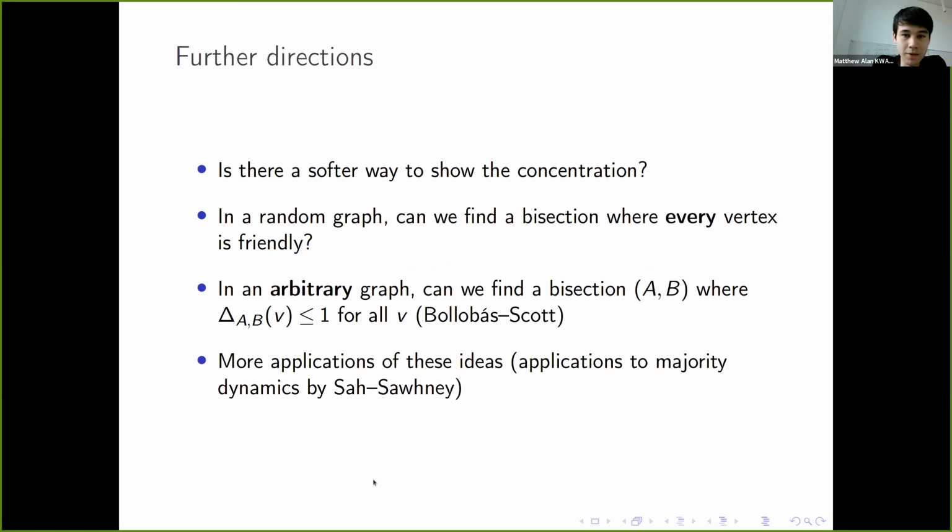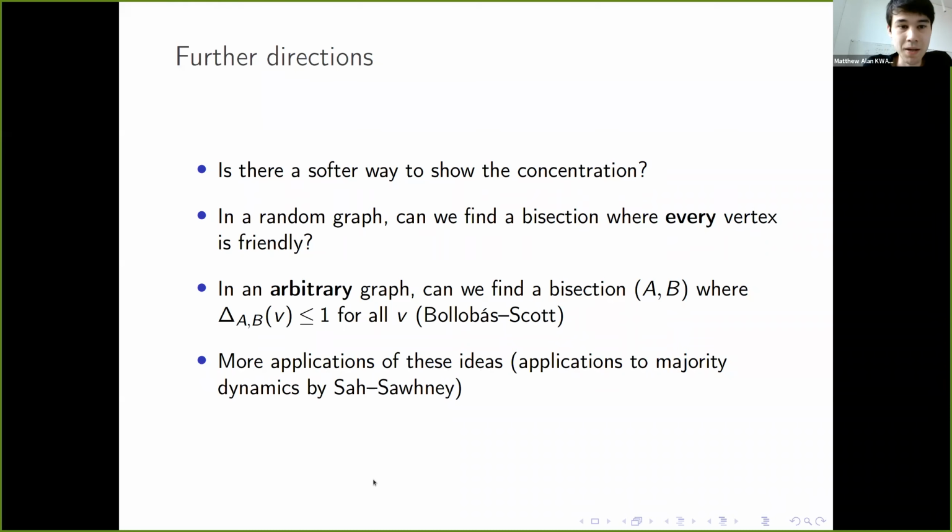Okay. And finally, I think that the ideas in our proof are of more general interest, and I would like to see more applications of these ideas. For example, two of my co-authors, Ashwin and Mehta, have since used these ideas to study majority dynamics in random graphs and to resolve some conjectures in this area.